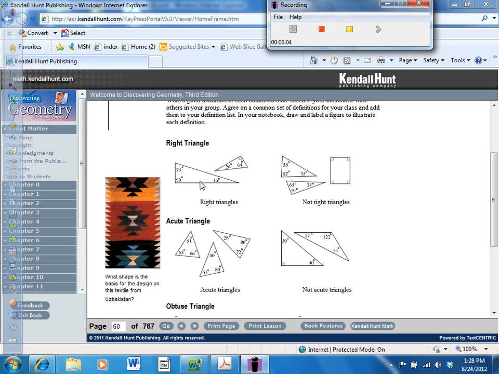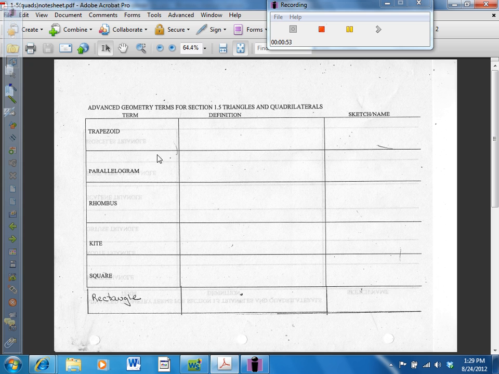So the first thing we're going to classify is a right triangle. And those are not right triangles. You can give me a definition of a right triangle. Right triangle, raise your hand. Allison: A right triangle is a triangle with a right angle. Okay, exactly one right angle. Very nice.